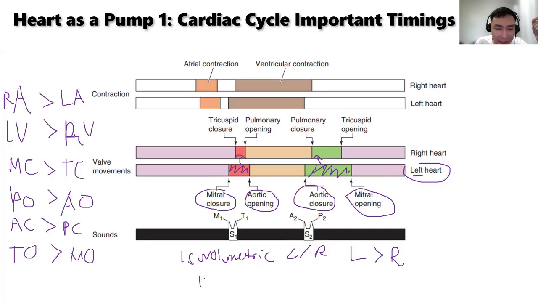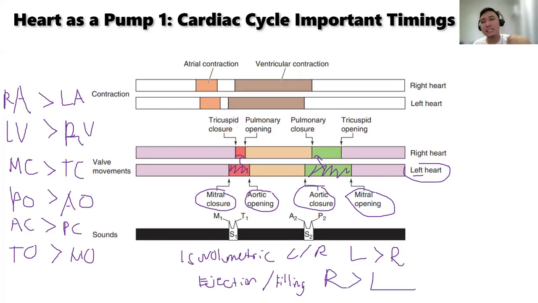So paano naman yung ejection and filling? Baligtad lang sila. So for ejection and filling, okay, your right heart will take longer than your left heart. Okay, so I hope that's clear.